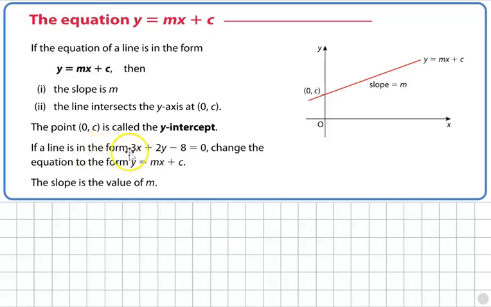If a line is in the form of 3x plus 2y minus 8 is equal to 0, for example, so you've got an x, a y, a constant equal to 0, rewrite the equation to the form y equals mx plus c. So basically get the y on its own. Solve for y, make y the subject of the formula. The slope is the value of m. You can read it off then. Once you have it in the form of y equals mx plus c, you can just read off whatever number is stuck onto the x.